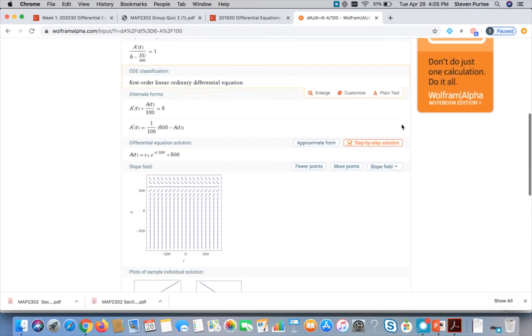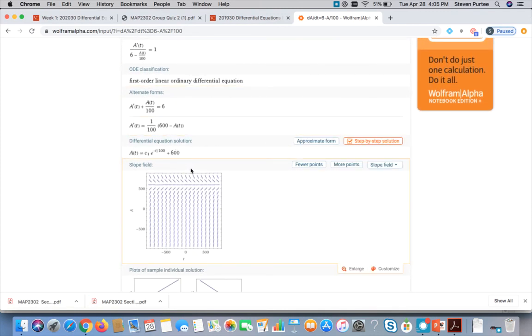There's the solution to this differential equation. That's the general solution. It was first order, so we only have one parameter here, C1. If we wanted to solve an initial value problem, we could now use this solution to solve an IVP.